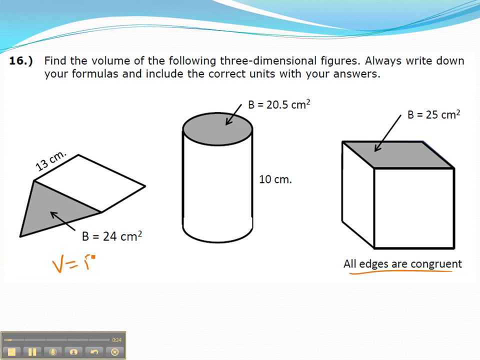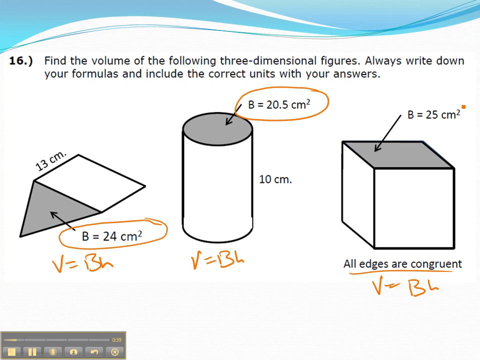The formula for all three of these will be volume equals big B, area of the base, times the height. And they've given us the area of the base in all the cases. We don't have to calculate it for this problem. They've given us big B, so we can just put that right into our formula. 24 times, the height is the distance between the bases. So the height of this triangular prism is 13, so 24 times 13.